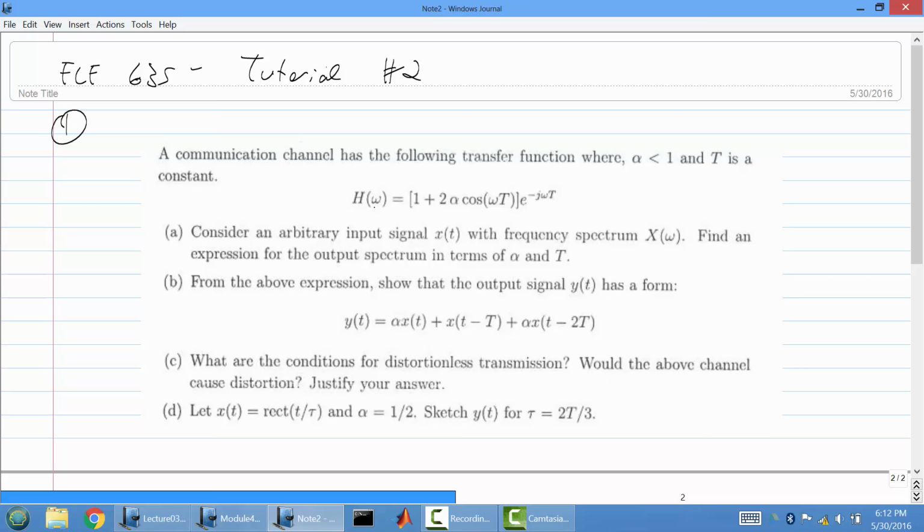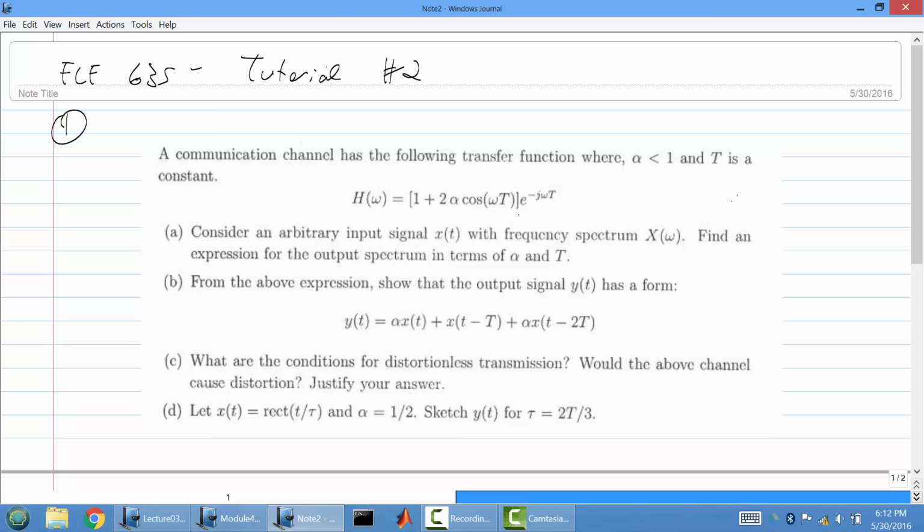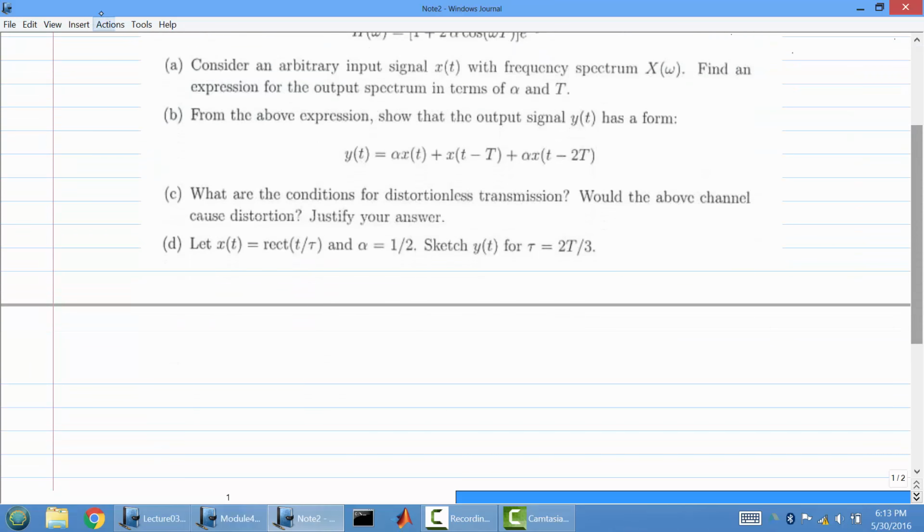Okay, so we have a communication channel H of omega, and then the first question says we've got some signal with some frequency spectrum. We don't know what it is, but we know that it's some signal with some frequency spectrum. So what we need to do is figure out exactly what the output would look like when you send a signal through this channel. Okay, so we're going to figure that out first. That's actually quite easy to figure out.